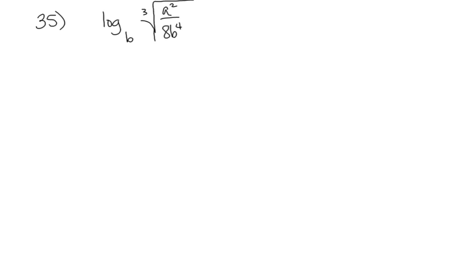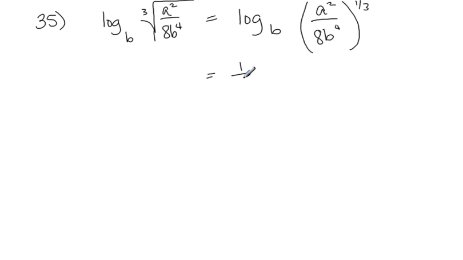On number 35, we're going to be using our logarithm rules. I'm first going to write this cubed root as being raised to the 1/3 power. So that's going to equal log base b of a squared over 8b to the 4th being raised to the 1/3 power. And then I can use my power rule, which says that entire argument's being raised to the 1/3 power. I can move the 1/3 out front, make it a product of 1/3 times log base b of a squared over 8b to the 4th.